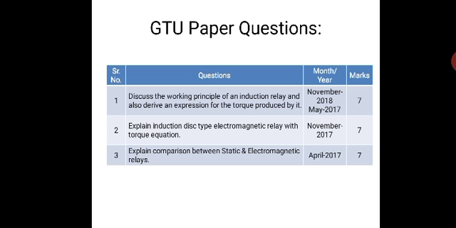Now these are GTU paper questions. In 2018 and 2017, these types of questions were asked in GTU exams. Explain the working principle of the induction relay and also derive an expression for the torque produced by it, for 7 marks. Then explain the induction disc type electromagnetic relay with the torque equation, also 7 marks. And explain the comparison between static and electromagnetic relays, also 7 marks. So this theory is important for you in the exam.